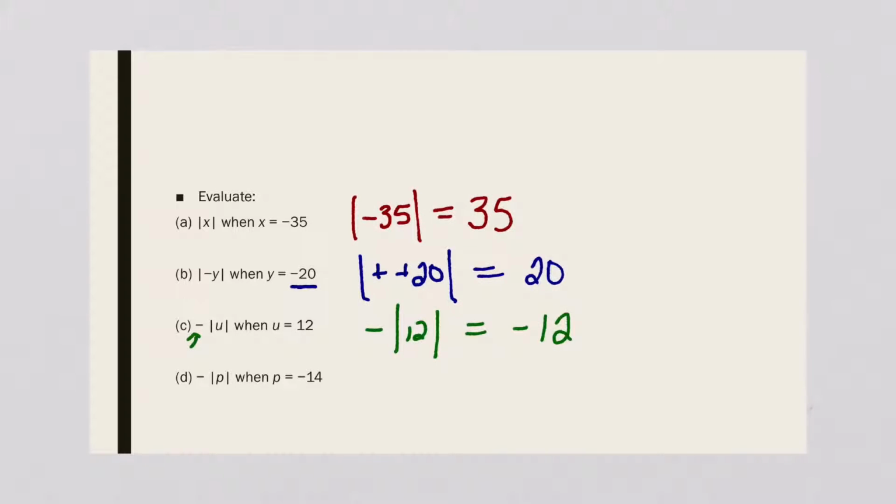Okay, and on this last one, notice you have a negative sign on the outside of the absolute value bars again. So we've got negative, and what I'm going to replace for P is negative 14. So you have to take the absolute value of negative 14 first, which is positive 14, then multiply it by that negative on the outside, so you get an answer of negative 14 here.